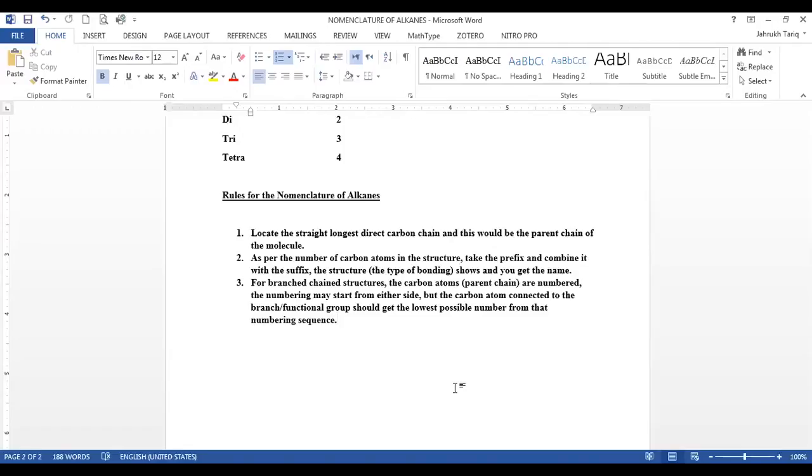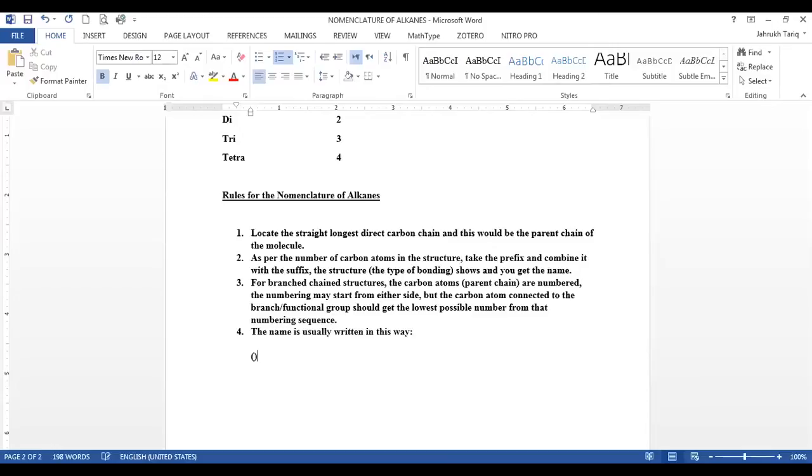Okay. For branch chain structures, the carbon atoms in the parent chain are numbered. The numbering may start from either side, but the carbon atom connected to the branch or the functional group should get the lowest possible number from the numbering sequence. Now, coming to point number 4, the name is usually written in this way.